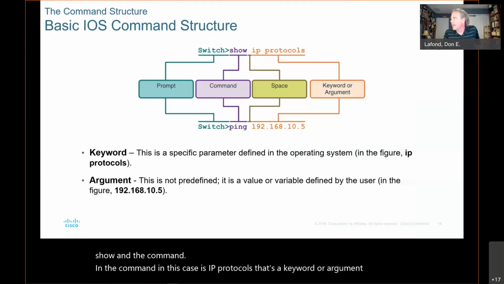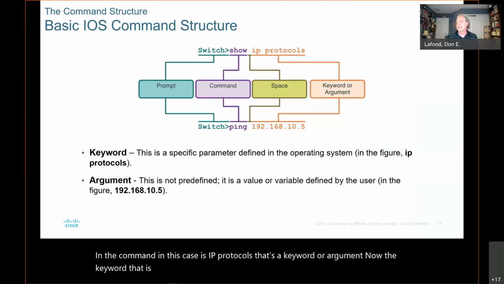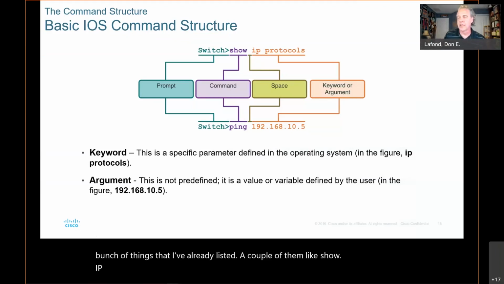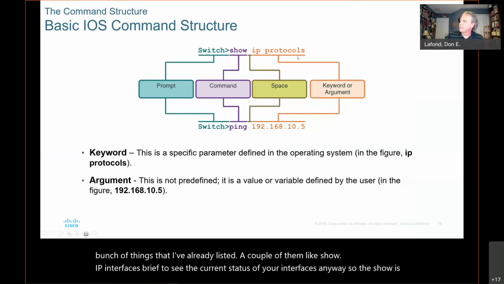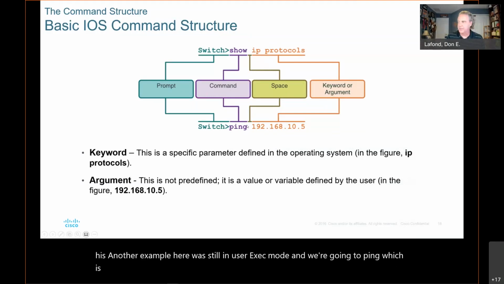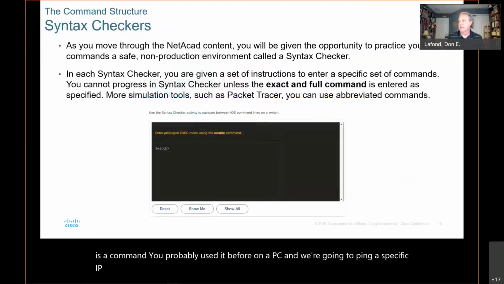Now, the keyword is the actual thing that can change. Like you can do show for a whole bunch of things. I've already listed a couple of them, like show IP interfaces brief to see the current status of your interfaces. Anyway, so the show is the command, and then whatever goes after it is what you're going to show. Here's another example. Here we're still in UserExec mode, and we're going to ping, which is a command you probably used before on a PC, and we're going to ping a specific IP address. That is the user supplied address.